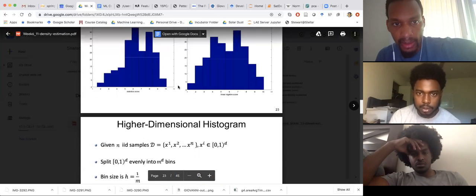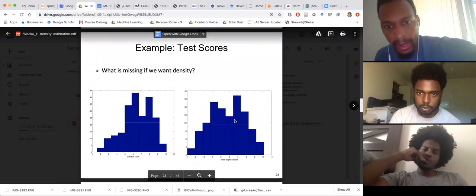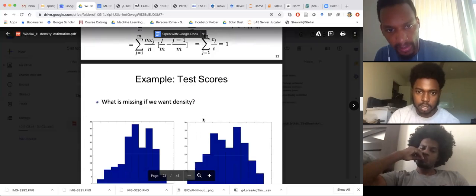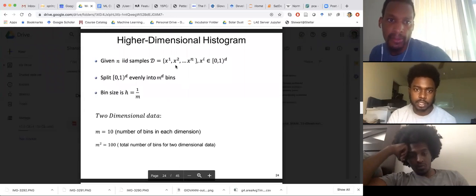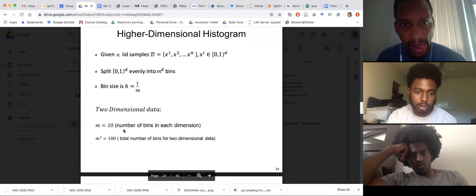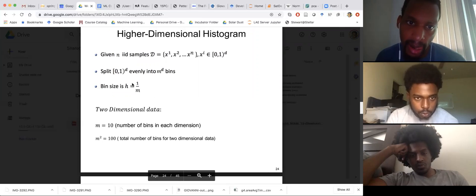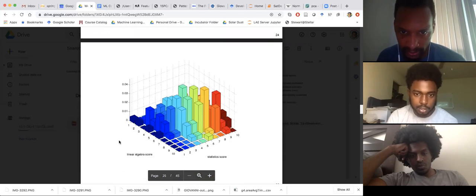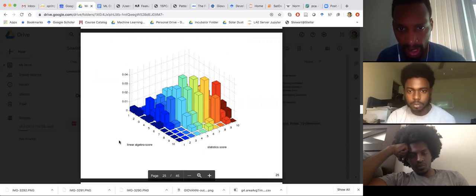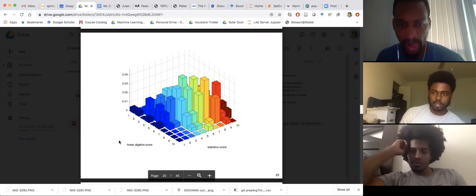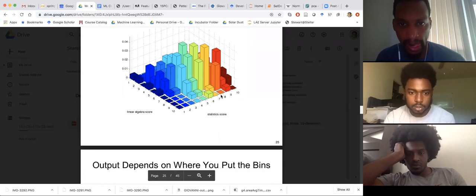Well, I think I actually misunderstood this. What if we want the density of both of these, right? You have 2 dimensions instead of just, this was a 1D case we did here. So given n samples, you split it into n bins, and the bin size is h. For the 2-dimensional case, if we're using the same bin size for both, m equals 10, then we end up with 100 different bins, and we visualize it this way. I see. So this is a way to use the histogram to visualize the density of our data in 2 dimensions. Got it.